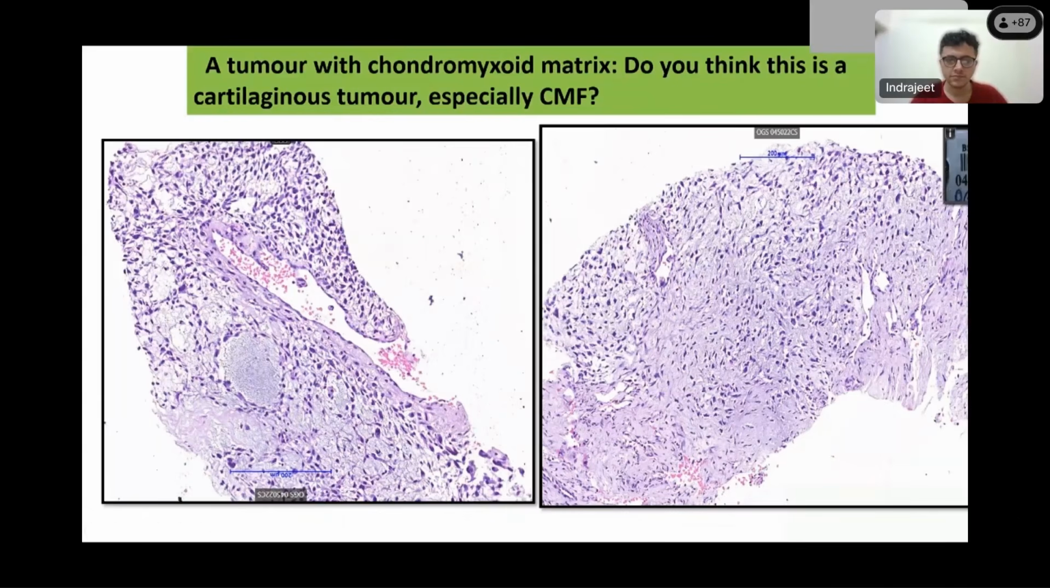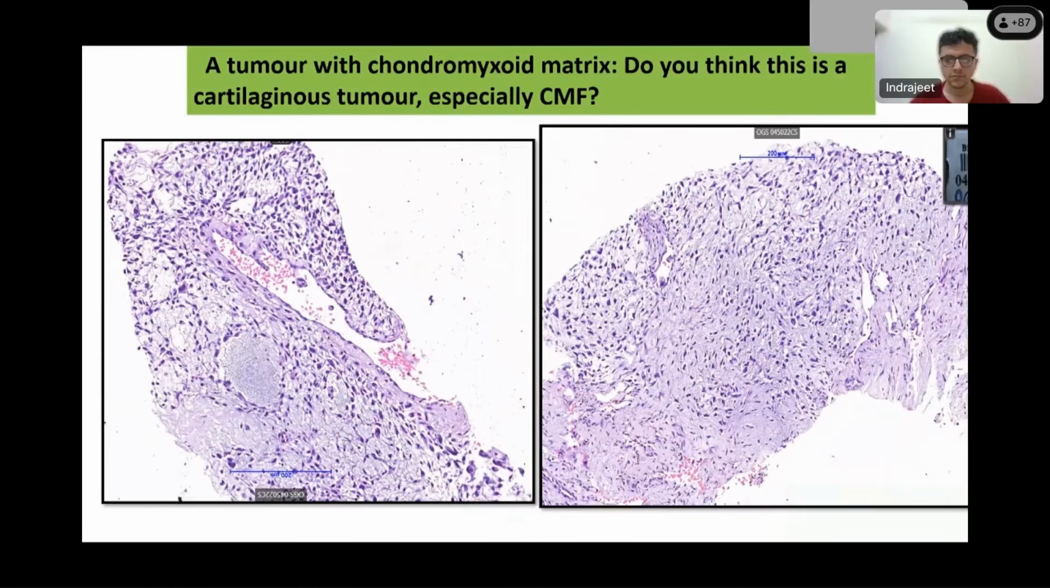Ma'am, when you say chondroid matrix, it has to be a very firm and thick chondroid matrix. This is more of a myxoid material, and it is looking blue, so you might use the word chondromyxoid, but it is not chondroid in its truest sense. Do you agree? Yes, ma'am. So it is not really a matrix producing tumor. That is myxoid material, but neither chondroid matrix nor osteoid matrix. That is the first thing.